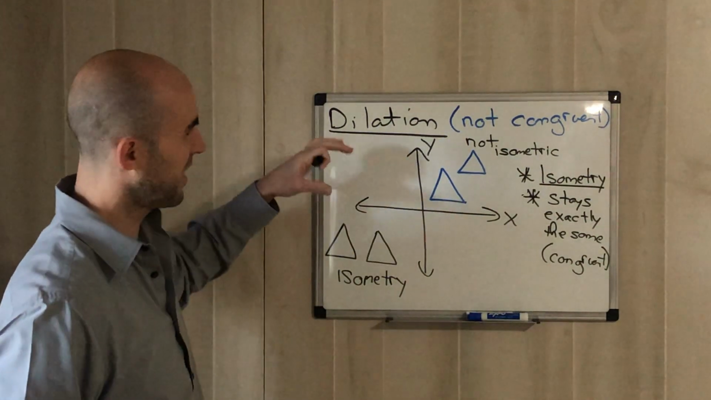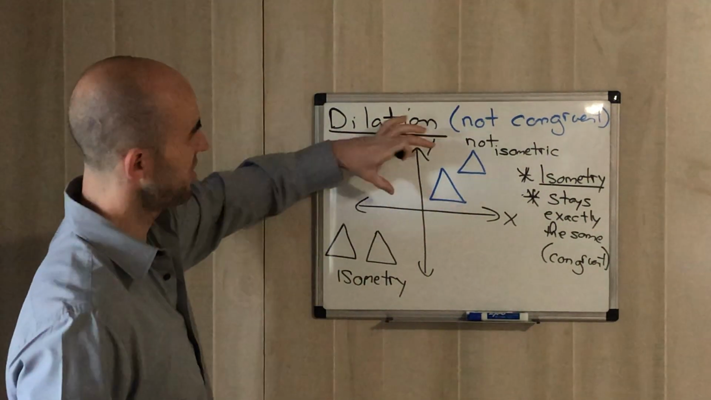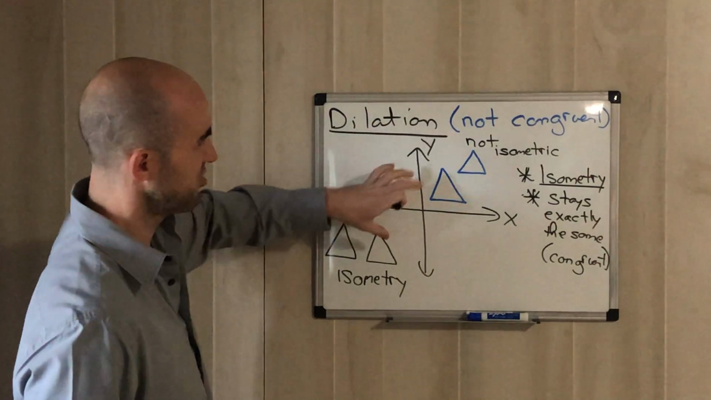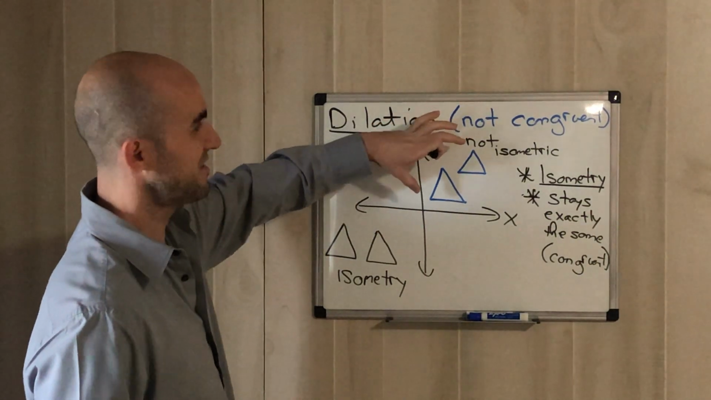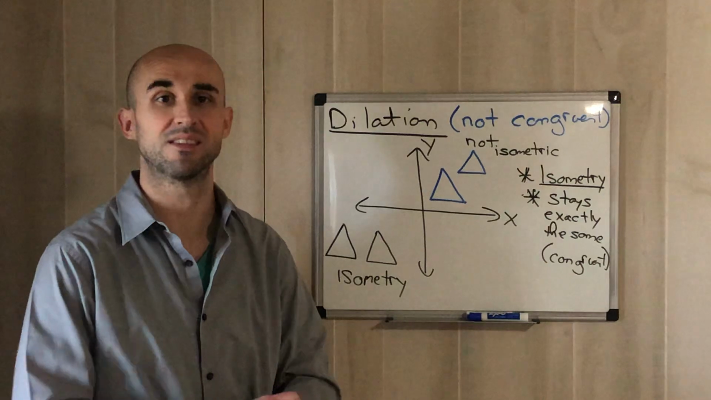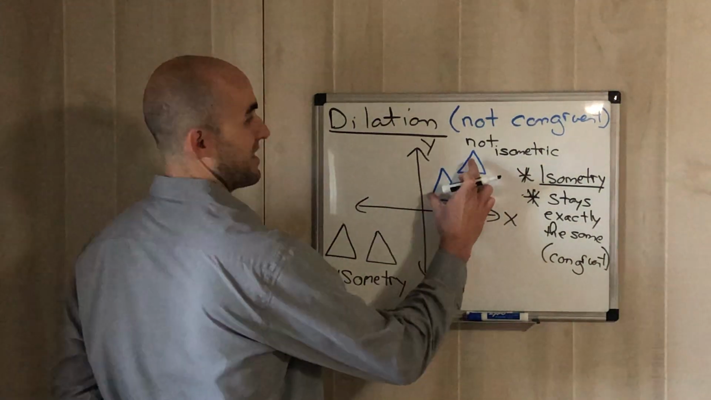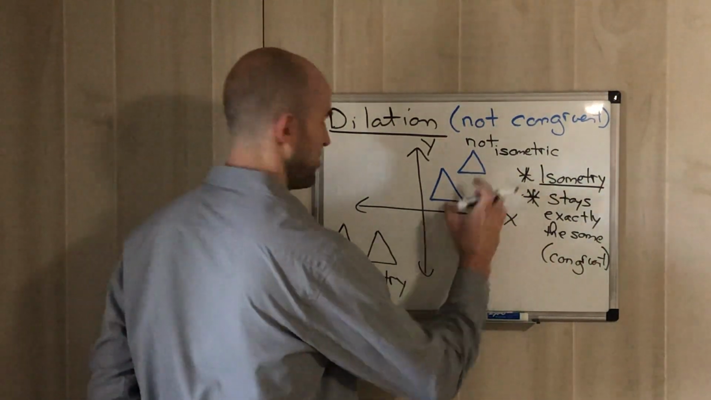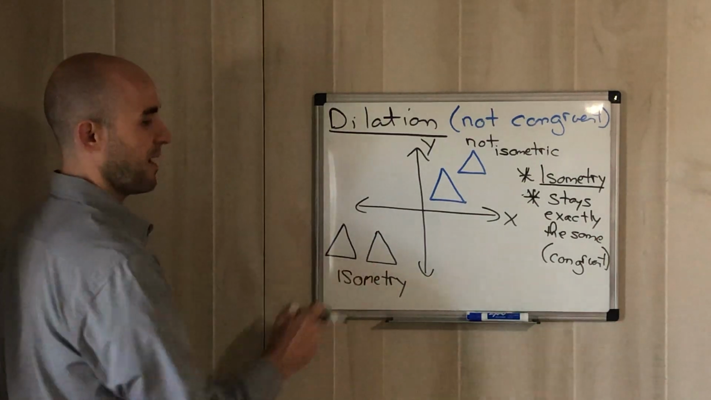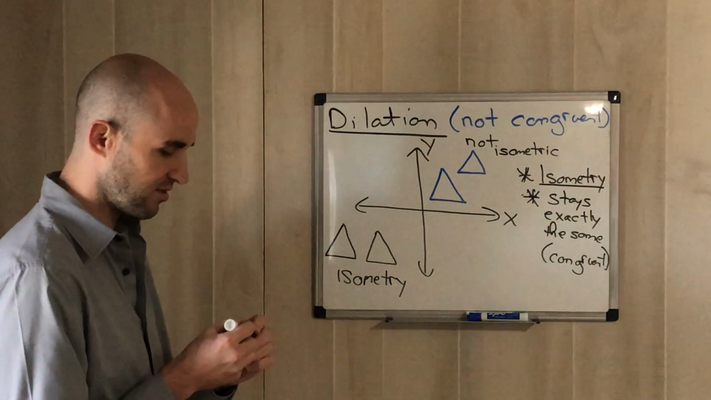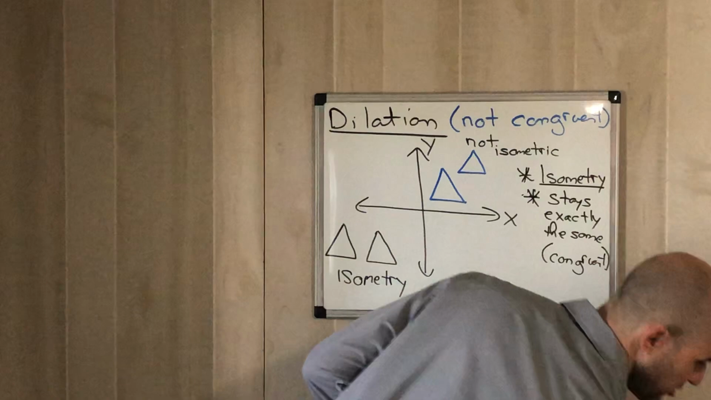So again, when it comes to dilations, you see that. It's the only one that doesn't have isometry. So it doesn't stay the same. Isometry just means the size stays the same. This is not having isometry because it changes size. This is having isometry because it stays the same size, right? So whenever you hear that word isometry, that's just what it means.